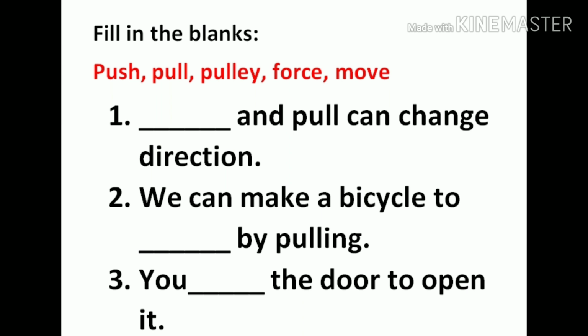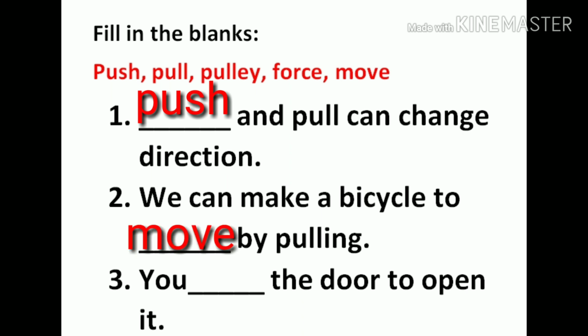Fill in the blanks. Number 1, dash and pull can change direction. The right answer is push. Push and pull can change directions. Number 2, we can make a bicycle dash by pulling. The right answer is move. We can make a bicycle move by pulling.